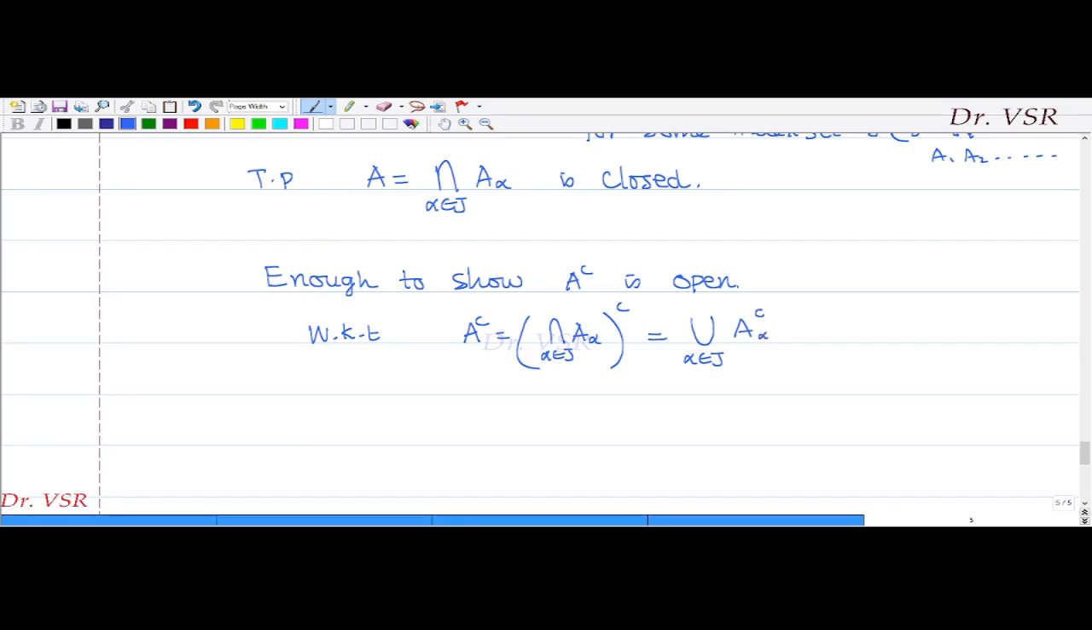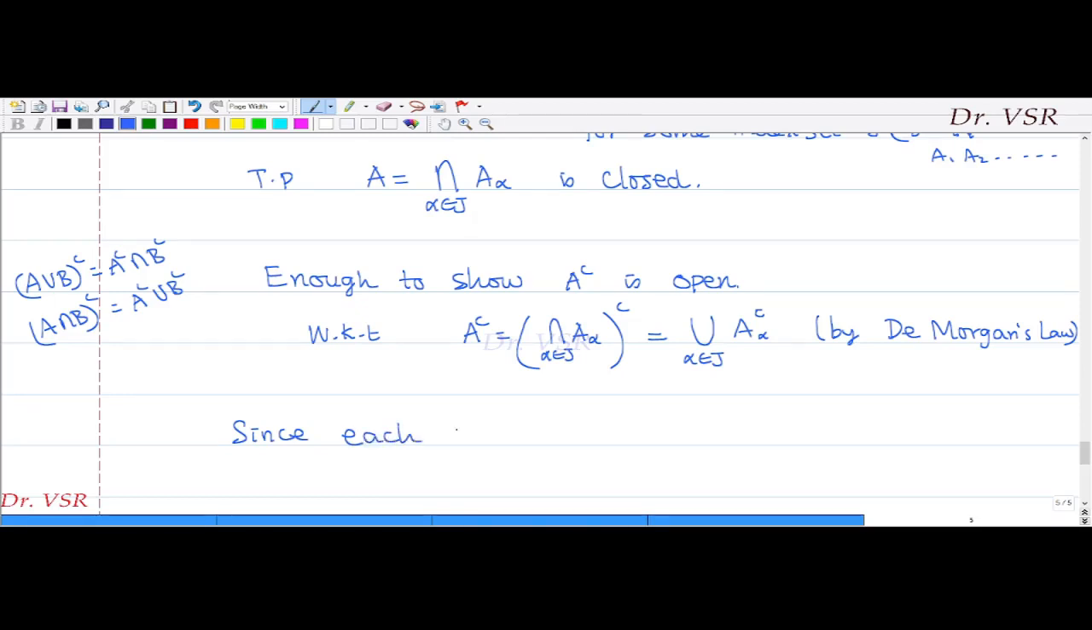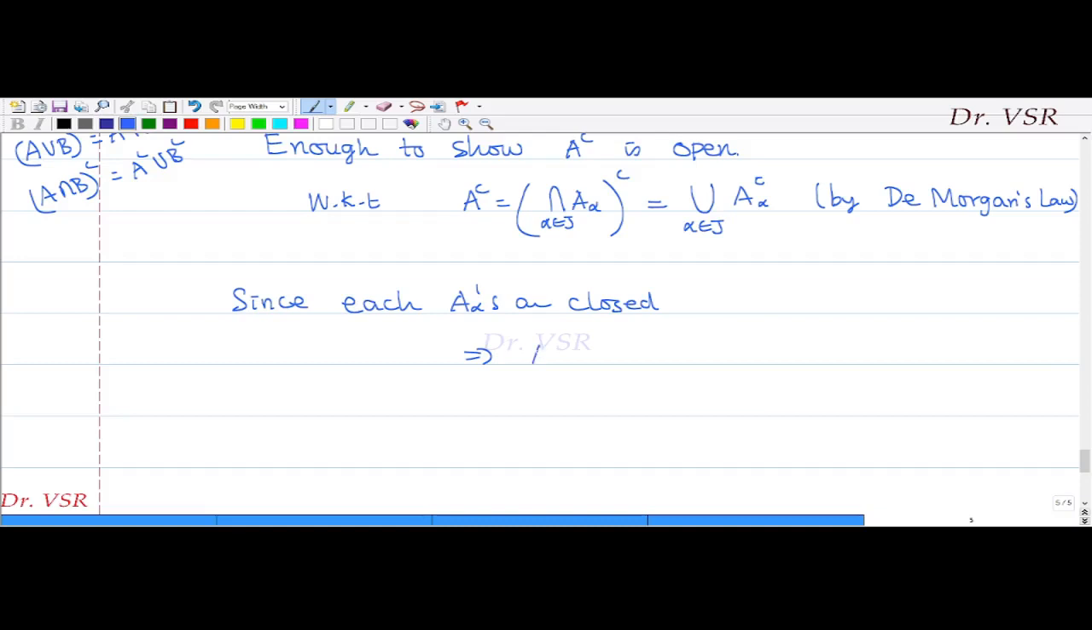We can write it like this. De Morgan's law says that (A union B) complement is A complement intersection B complement, and similarly (A intersection B) complement is A complement union B complement. You can verify this, and it holds for an infinite number of elements too. So this is by De Morgan's law. And since each A_alpha is closed, this implies that the A_alpha complements are open for every alpha. Since all of them are closed, their complements are open. So the union of all A_alpha complements is open.